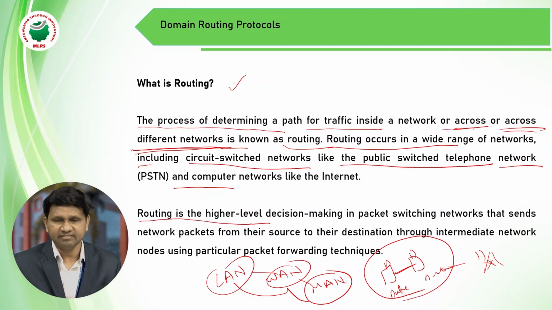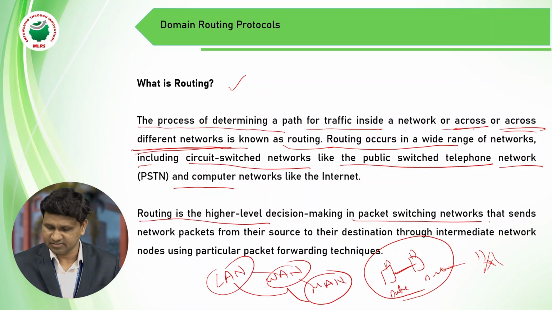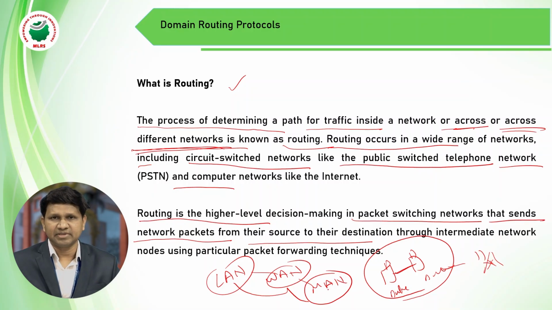Routing is the high-level decision making in packet switching networks. As we know, computer networks send network packets from their source to their destination, based on IP addresses or MAC addresses. There are different types of addresses for sending and receiving messages or exchanging information, through intermediate network nodes using particular packet forwarding techniques. If it is a network, packets will be exchanged.